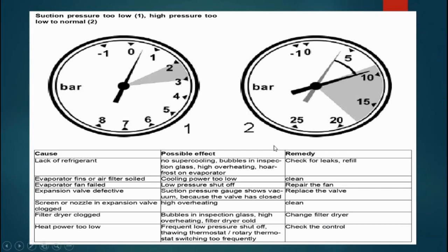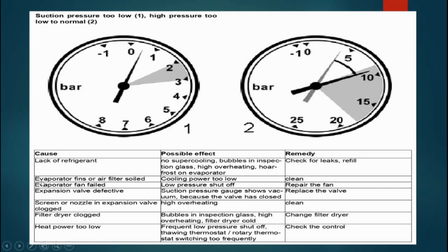And the third option is that the suction pressure is too low and the high pressure is too low. If both gauges are showing low, then there are 7 causes, and you check all of them. The first one is the lack of refrigerant, gas should be low. So the possible effects are no supercooling, bubbles in the inspection glass, high overheating, hoar frost on evaporators. Its remedy is to check for leaks and refill the refrigerant.